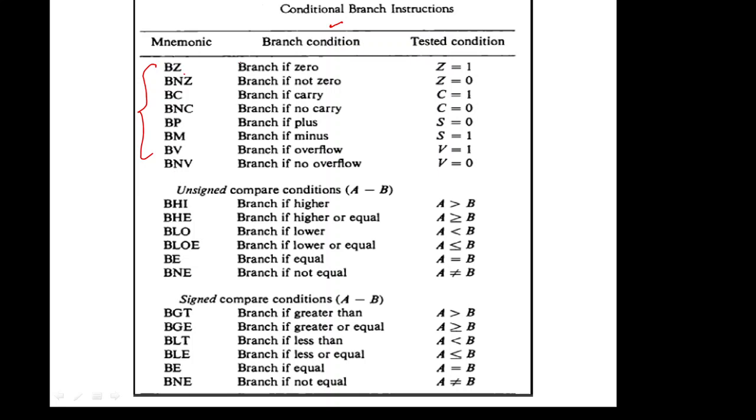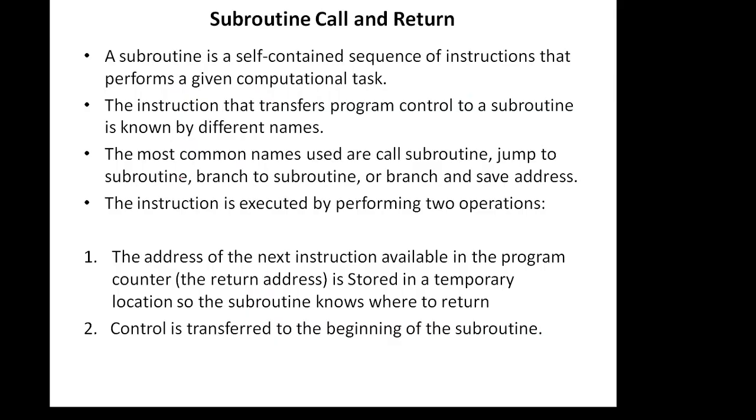So BZ in the sense branch if 0, BNZ branch if not 0, BC branch if carry, in the sense jump to that particular location if it provides a carry. So branch if it is not 0. So B in the sense branch if plus, branch if minus, overflow, not overflow. So these are the conditional branch instructions. So compare instructions in the sense branch if higher order, branch if higher order is equal, branch if higher order is lower. Like that, these are the different conditional branch instructions we are having.